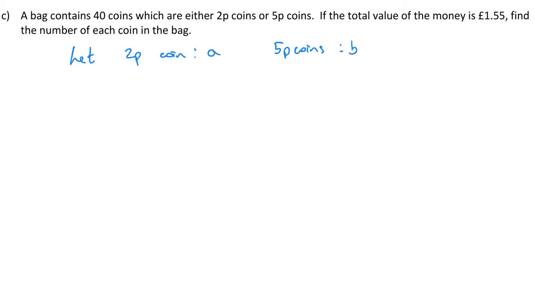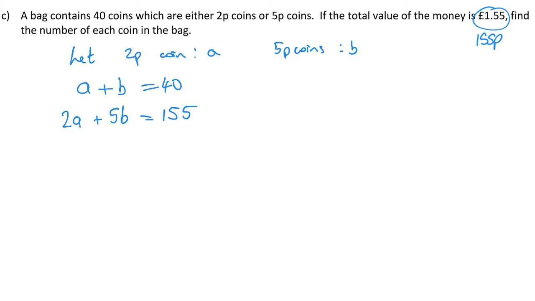The first piece of information says a bag contains 40 coins, so that must mean that A plus B is equal to 40. So the number of 2p coins plus the number of 5p coins equals 40. If the total value is £1.55, and that's 155 pence, then the total amount of money from the 2p coins is going to be 2A. The total amount of money from the 5p coins is 5B, and that will equal 155.